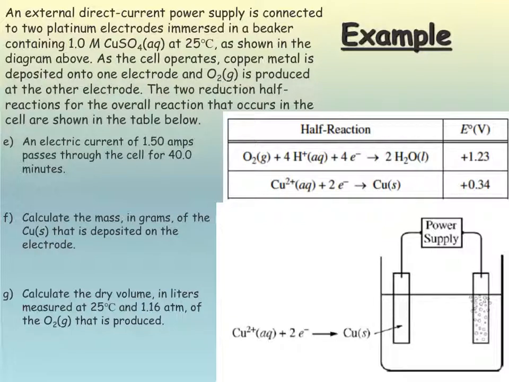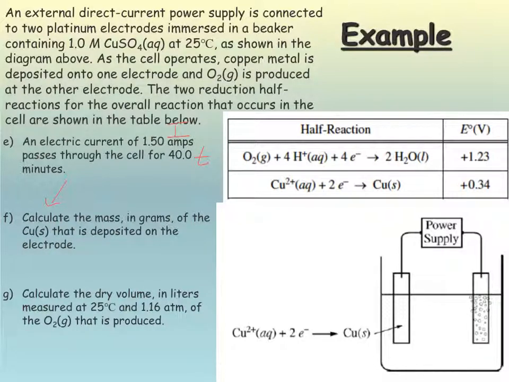Okay, so continuing with the same cell, we've got an electric current going through it, 1.5 amps, going for 40 minutes, okay? So we've got current and we've got time, and down here in the actual question part, it wants to know the mass of the solid that is deposited, or the copper that is deposited onto the electrode.